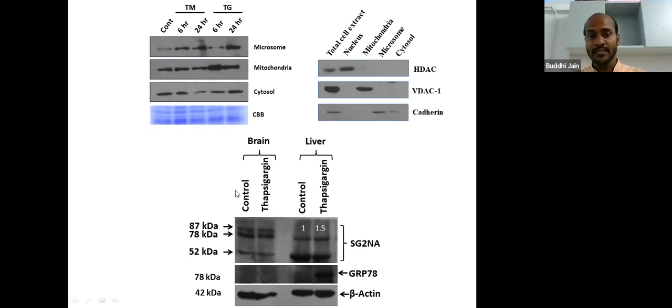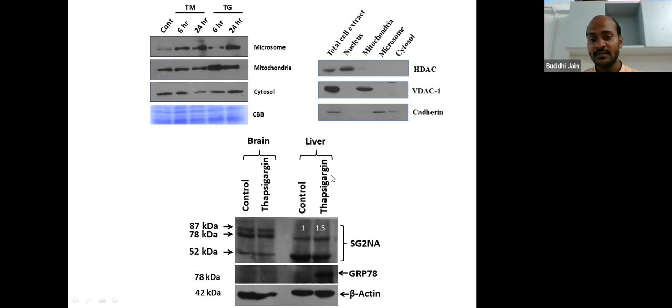Further, we also did an in vivo experiment where we injected thapsigargin into mice, and after 24 hours of treatment, we analyzed this Hg2Na protein in brain and liver. We found that in liver the 78 kilodalton isoform goes up. The expression of this 78 kilodalton isoform goes up upon treatment with thapsigargin. So this further confirms that upon treatment with thapsigargin and tunicamycin, the ER stressors, the expression of Hg2Na increases.